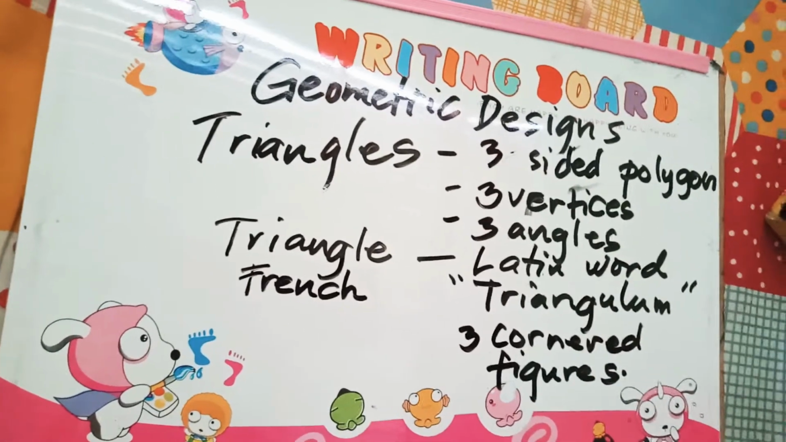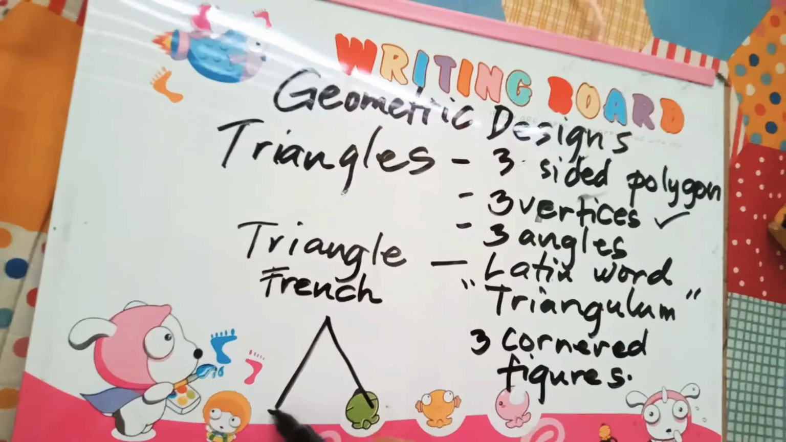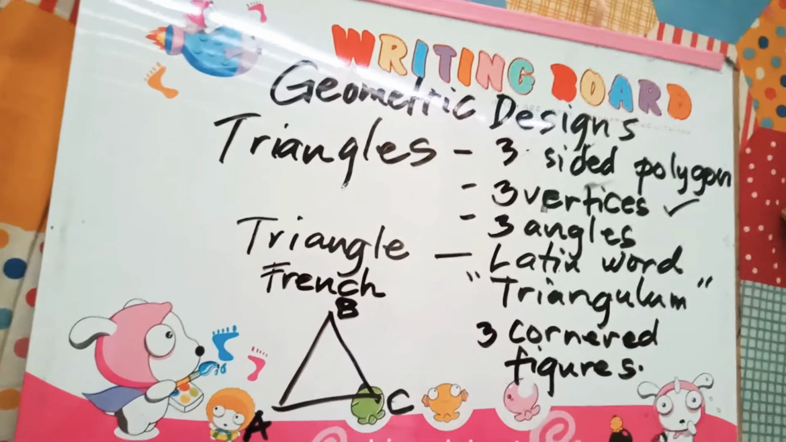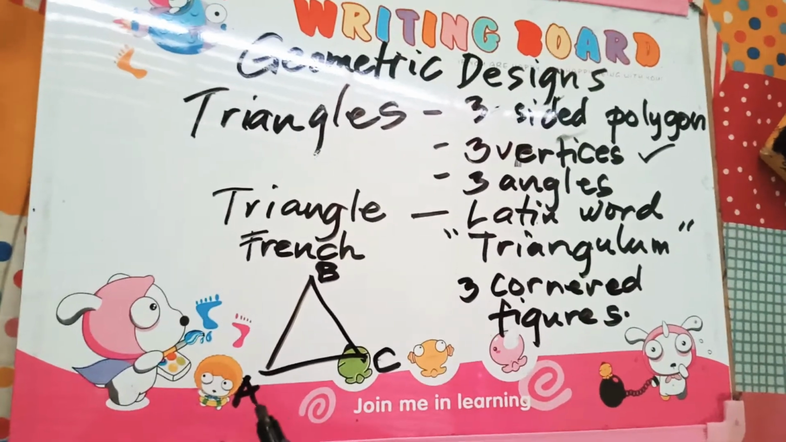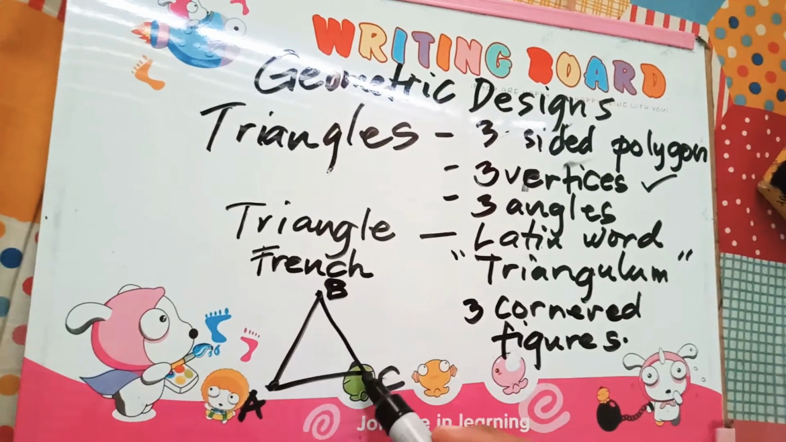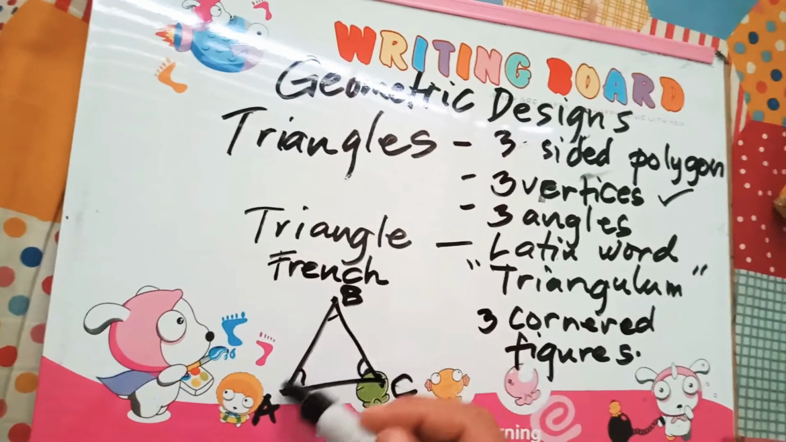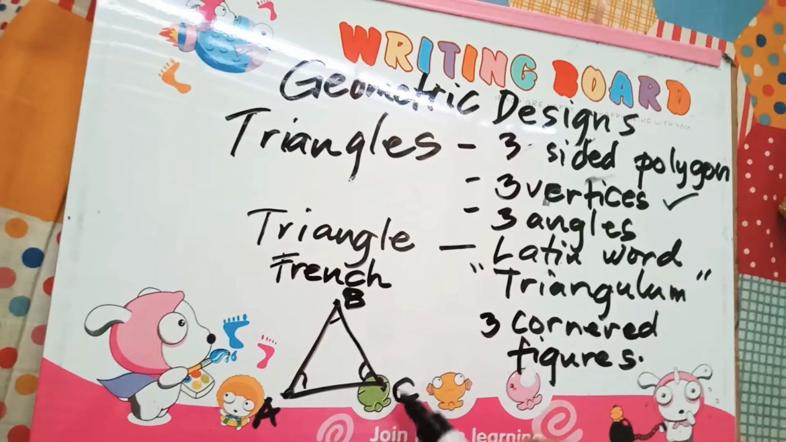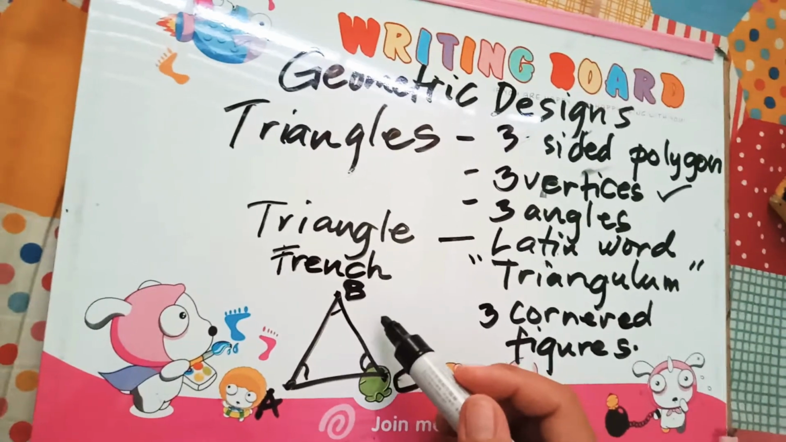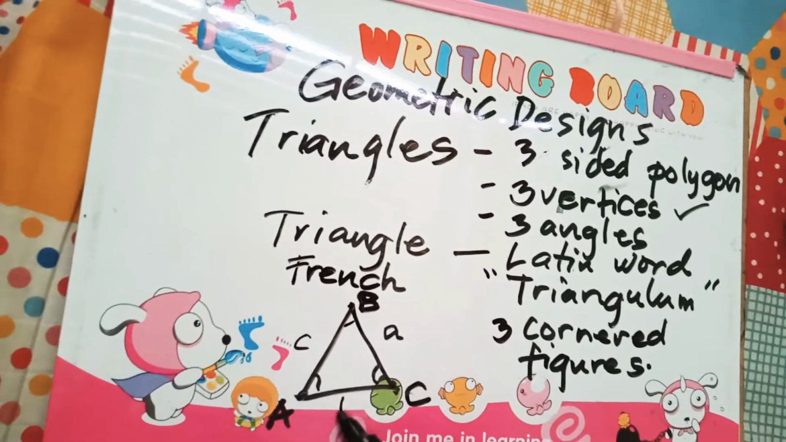A triangle can be named by its vertices. For example, you have a triangle with vertices A, B, and C. These are the vertices, these are the angles, and these are the sides. Sides can be named by the small letter of the opposite vertex. So this is A, this is C, this is B.